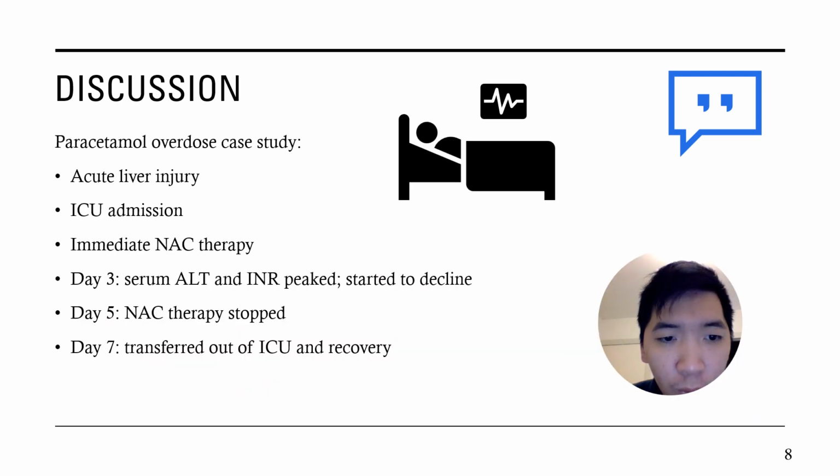Our patient from the case study was admitted to ICU with acute liver injury and was immediately treated with NAC therapy. His ALT and INR started to decline on day 3. The NAC therapy was stopped on day 5, and the patient was transferred out of the ICU for recovery on day 7.